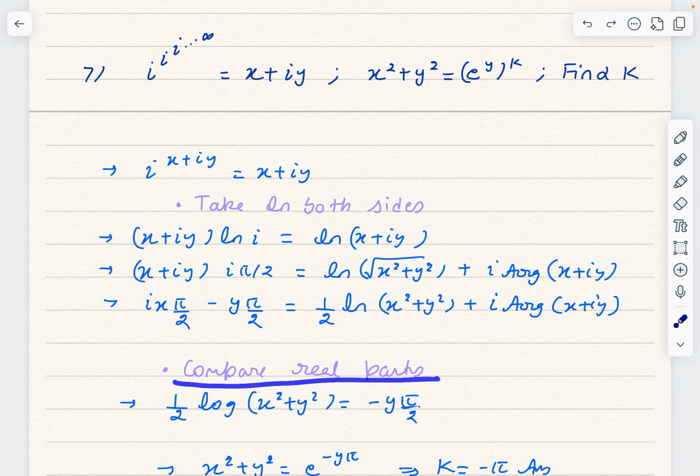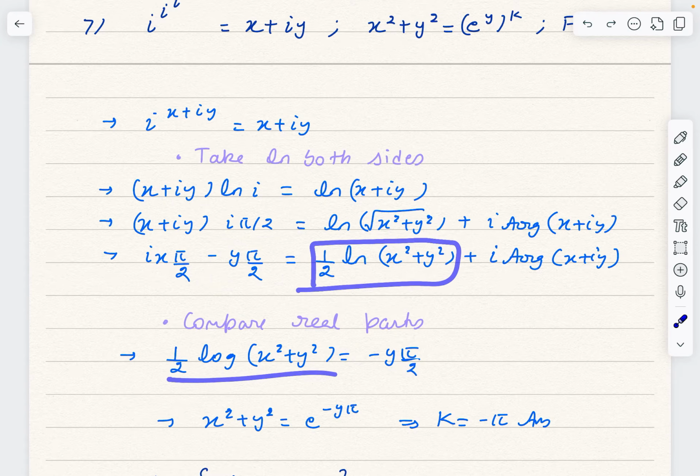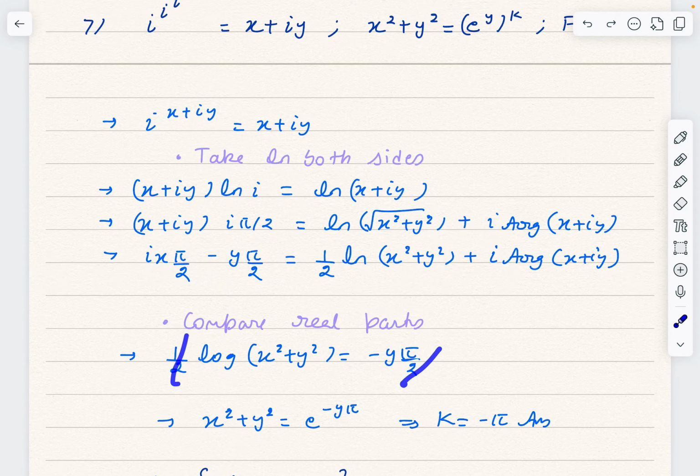Now compare the real part. So the real part of the left side will be minus y pi by 2, and the right side is half ln x square plus y square. So this half and half cancel. X square plus y square will be e power minus y pi. So k will come out to be minus pi. I hope it is clear, guys. Next problem.